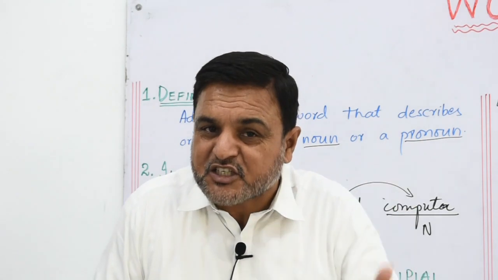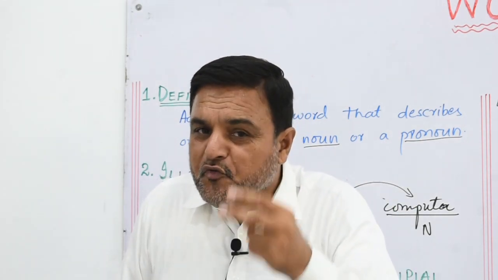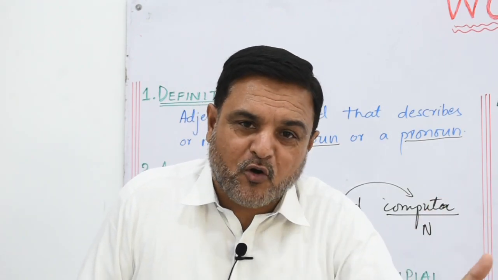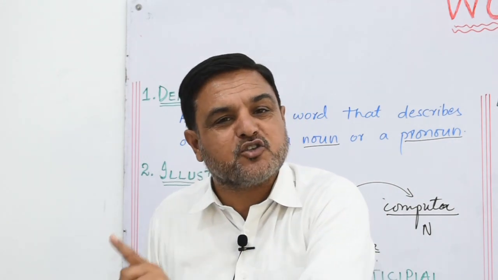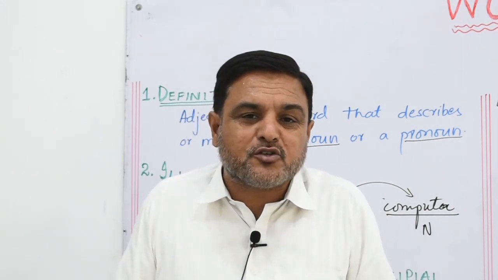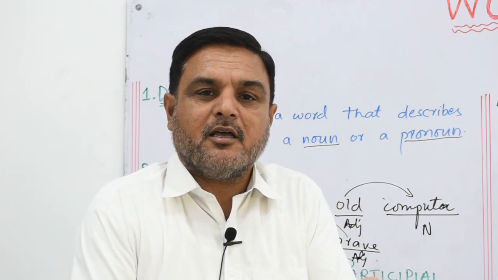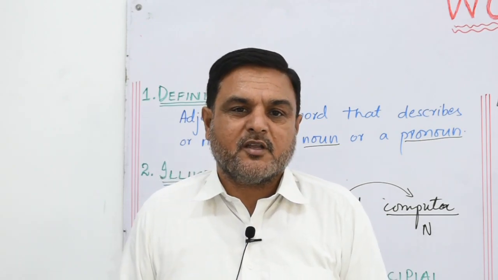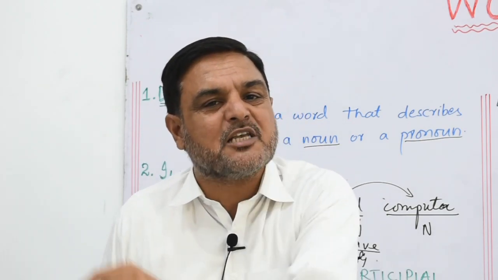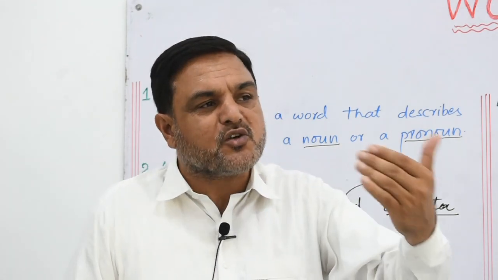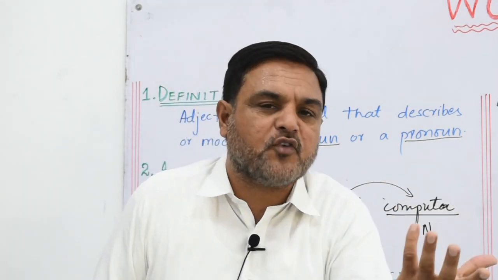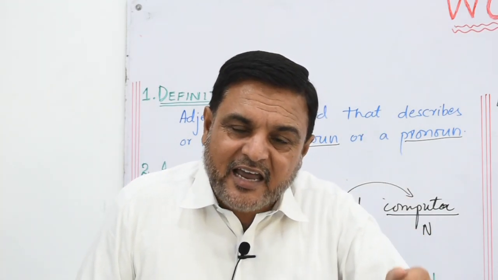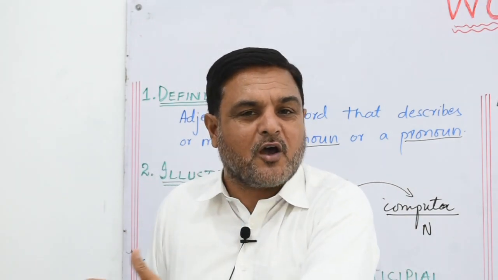Out of these six forms, there are two forms of the verb that can describe a noun or pronoun, and therefore they can also be called adjectives. And what are those two forms? Number one, past participle form, which we also call the third form of the verb. Number two, present participle form of the verb, the ing form, which we also call the fourth form of the verb. These two forms of the verb can modify nouns or pronouns.